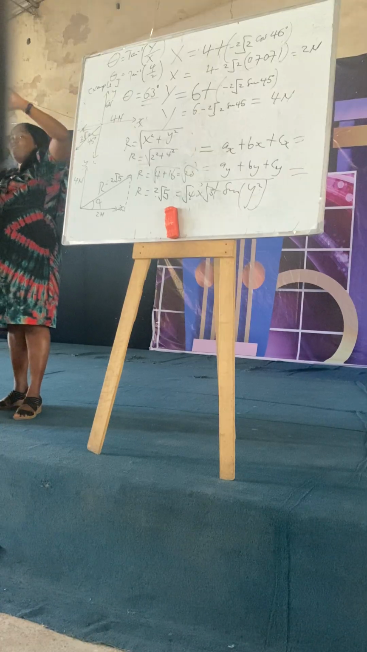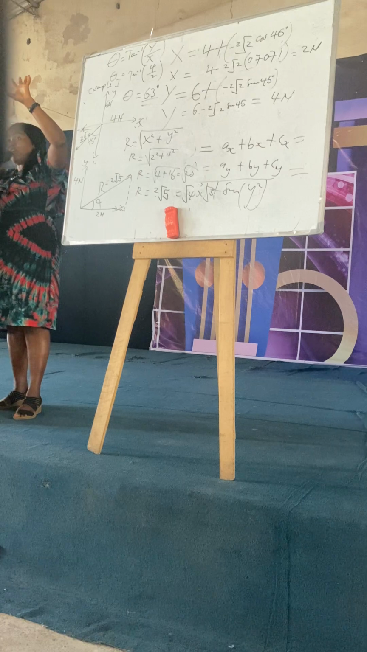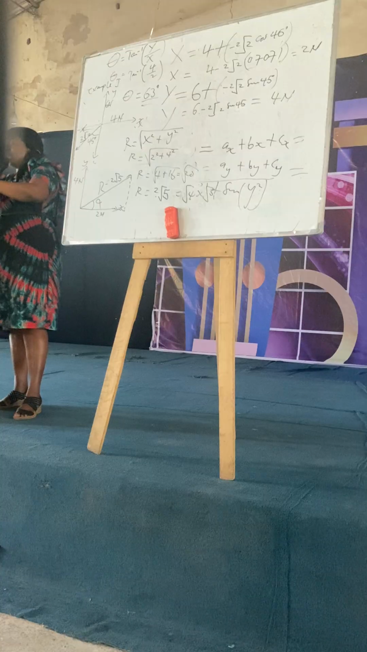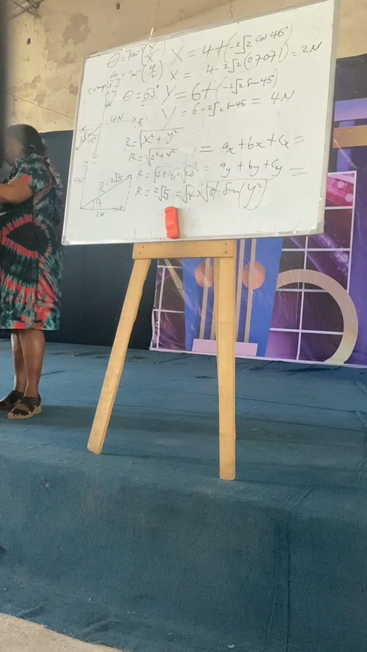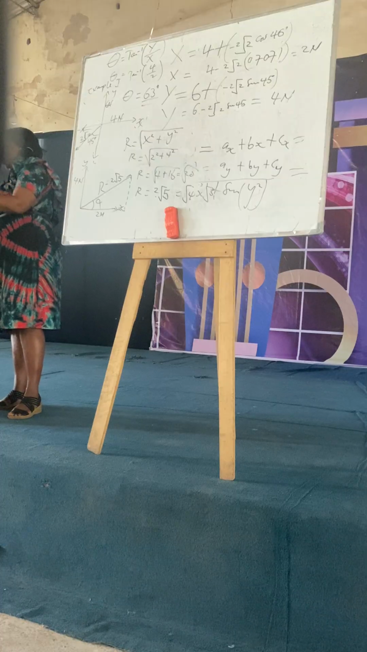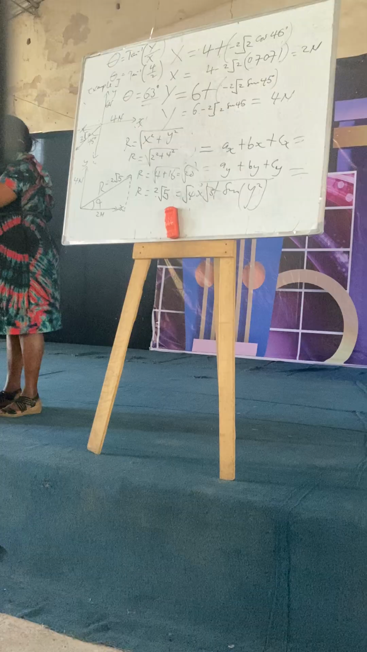Once you are given different vectors, you have to resolve them into horizontal and vertical, making the two vectors perpendicular to each other. Once they are, you can get what you want. Now, take this and do it during your leisure time, so I can move to another thing because this vector topic we must finish today.